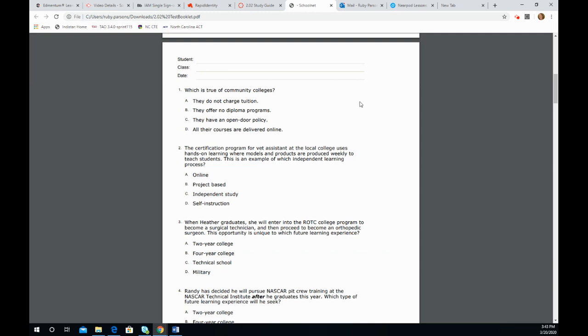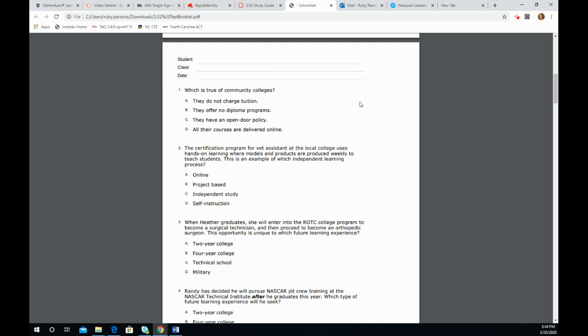Which is true of community colleges? A, they do not charge tuition. B, they offer no diploma programs. C, they have that open door policy. Or D, all their courses are delivered online. Well, currently we can say it's D, but that's not the answer, because if this was a normal situation, not all courses would be online. Community colleges do charge tuition, so we can chunk A. They do offer diploma programs, and that says no diploma programs. So therefore, the answer is C. All community colleges have an open door policy, which means they accept anybody as long as you have a high school diploma. So 1 was C.